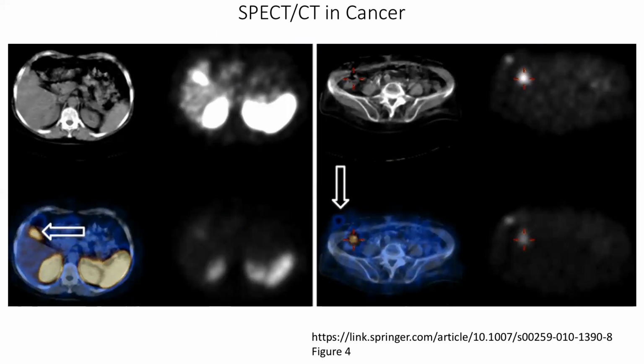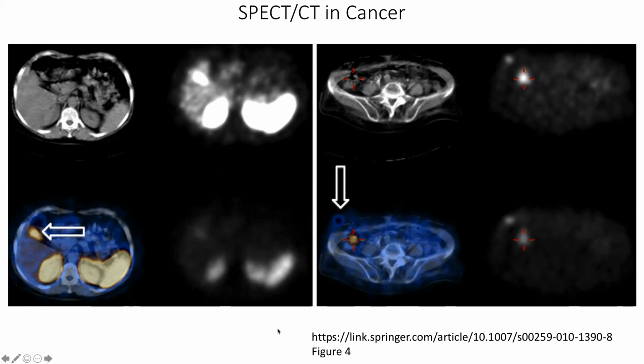So again, this is SPECT. You can see the difference between the SPECT images and the PET images in terms of the spatial resolution, right? You've got these horrendously blurry pictures. However, with accumulations of the contrast at key areas.